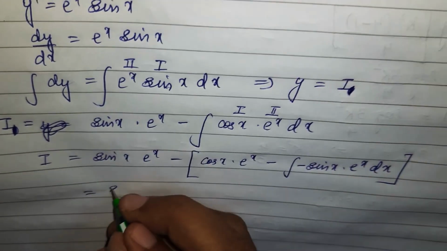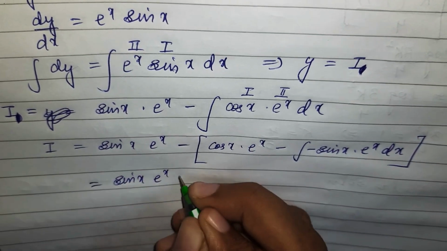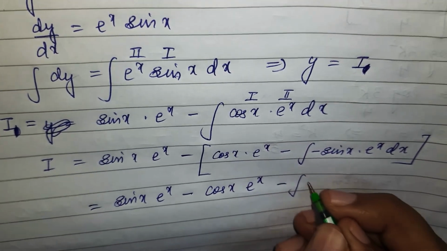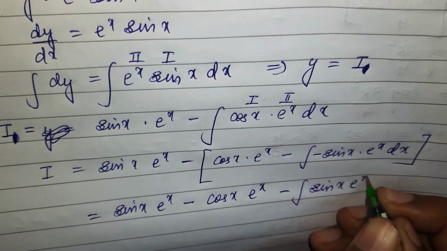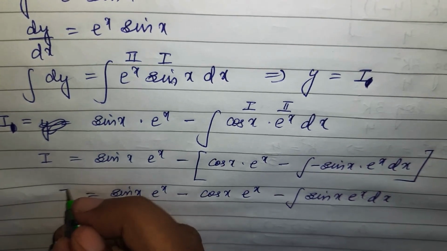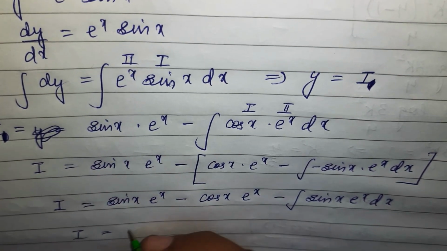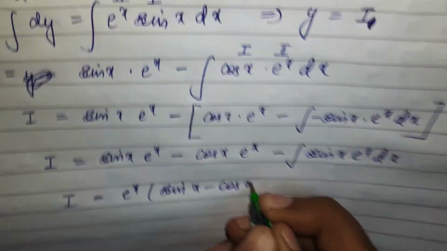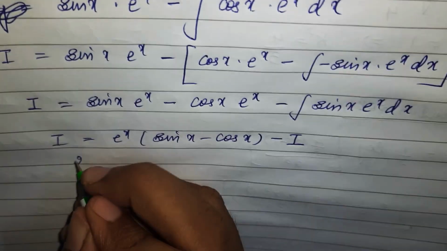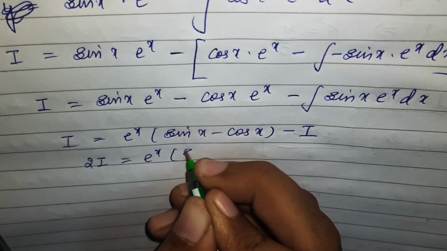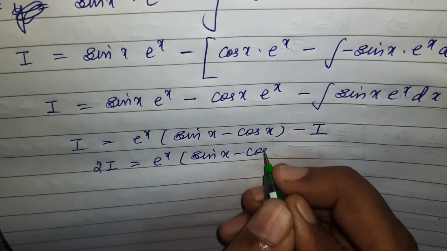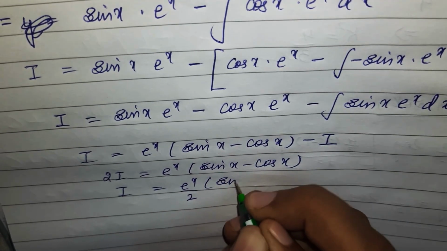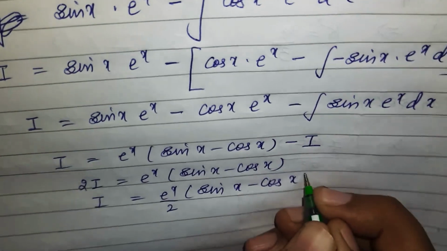So this will become sin x e^x minus cos x e^x, plus the remaining integral will become minus I sin x e^x. Now what is this? This is the same integral, so this will become I. If I take e^x common, it is e^x (sin x minus cos x) minus I. So I plus I is 2I equals e^x (sin x minus cos x). So the value of I is e^x by 2 (sin x minus cos x) plus c.